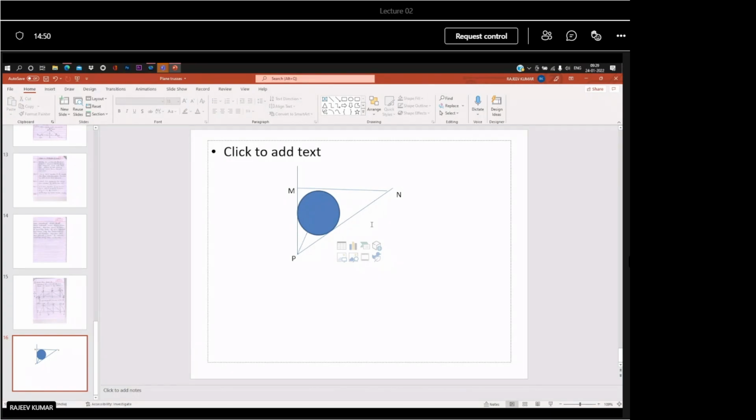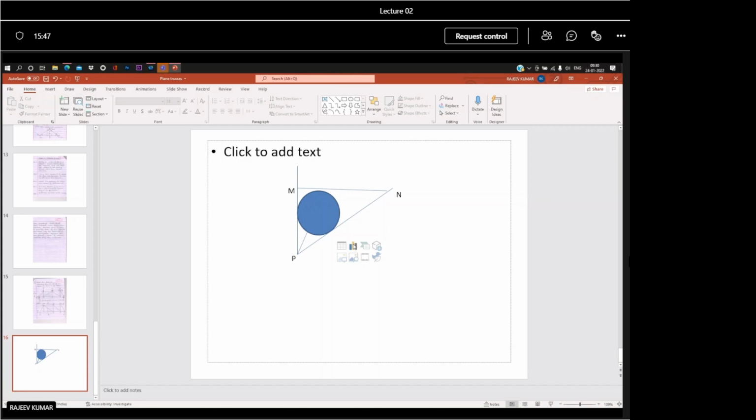Bar PN hinged at P and held by a string MN is 57 centimeter long.